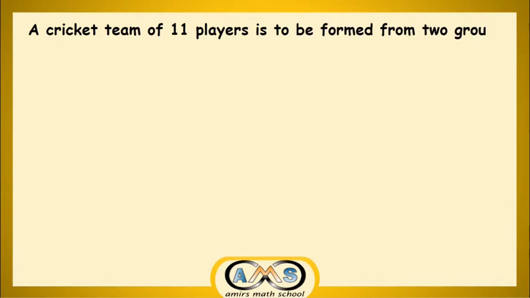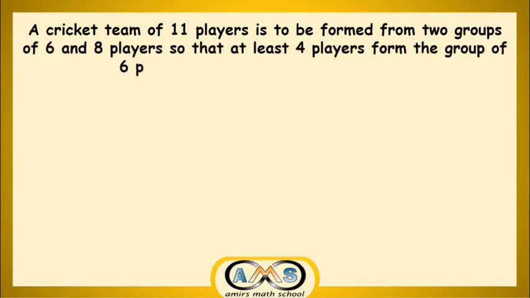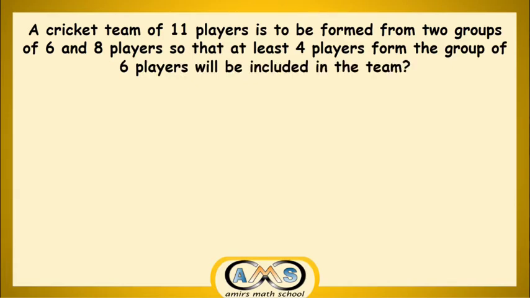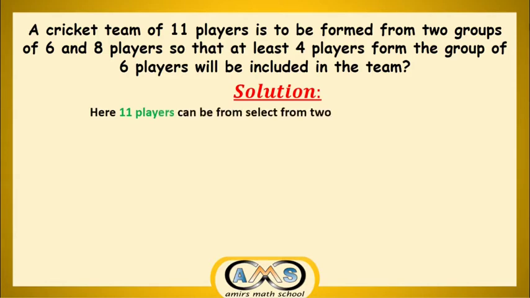Let's solve another problem. A cricket team of 11 players is to be formed from two groups of 6 and 8 players so that at least 4 players from the group of 6 players will be included in that team. The solution is, here 11 players can be selected from two groups in the following way.